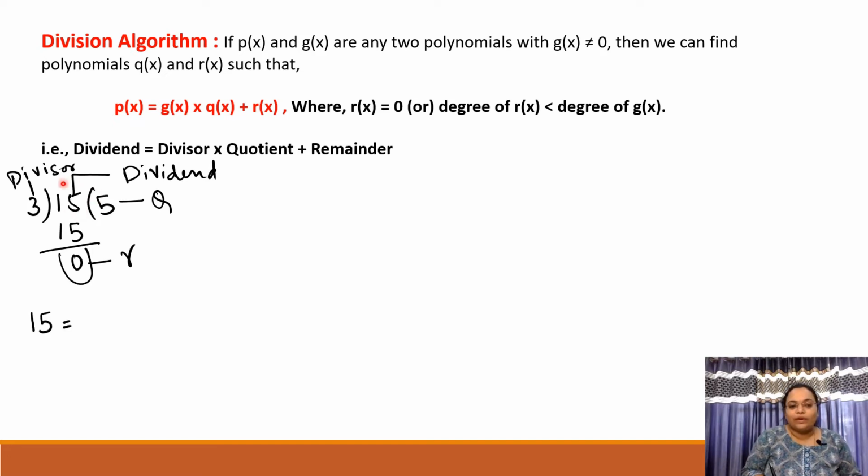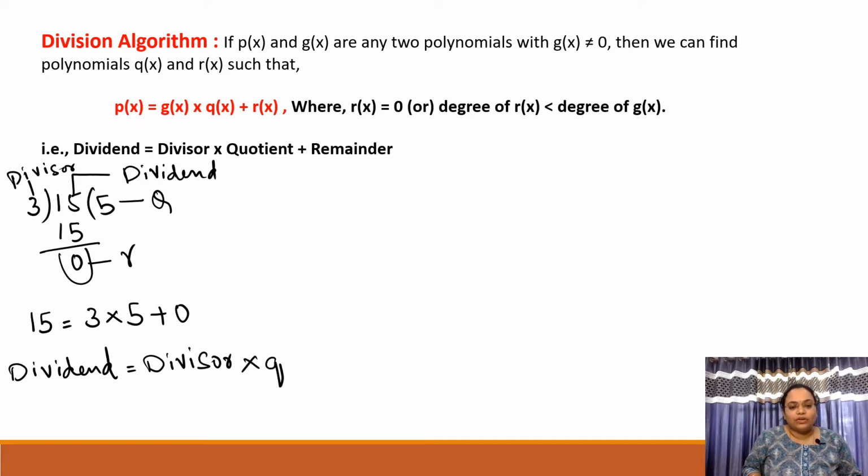Correct? So if you want to get 15, we will multiply divisor and quotient and we will add the remainder. Right? That is what Euclid's division lemma says. So 15 is equals to 3 into 5 plus 0. So 15 is your dividend, is equals to 3, your divisor, into Q plus R, right? So this is your Euclid's division lemma.